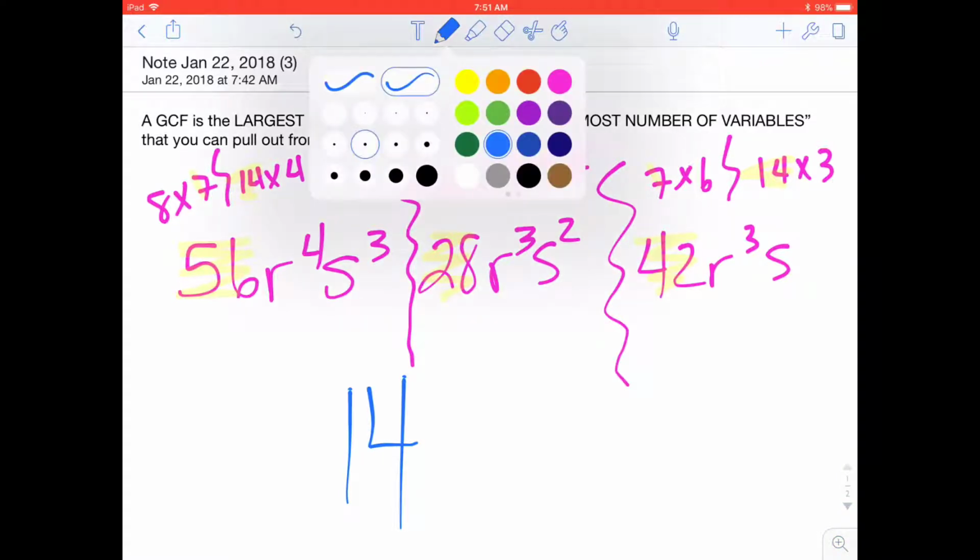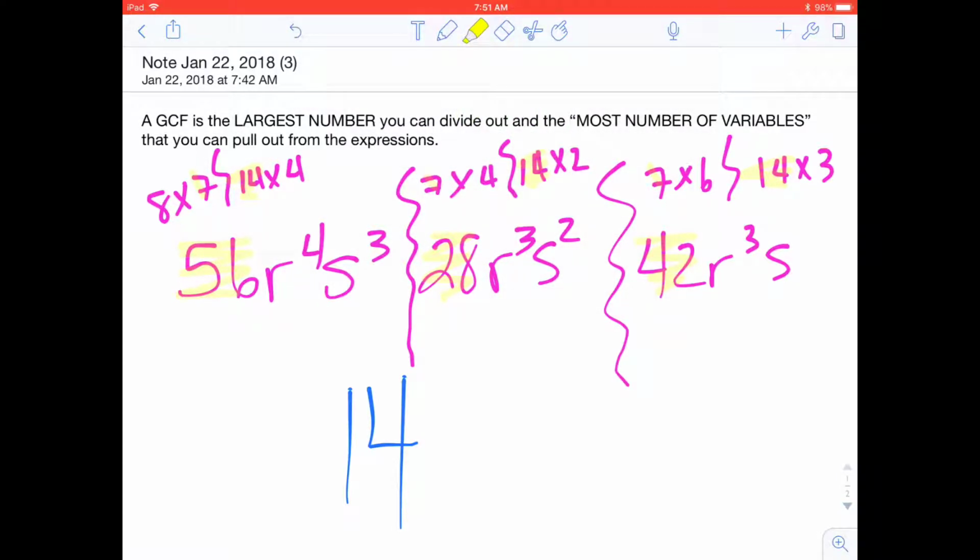Now, if you look at the second part of what we have up here, it also says a GCF is the most number of variables that you can pull out or subtract out from the expression. So let's start with our R's here. We have 4 R's here, 3 R's here, and 3 R's here. If I wanted to take the most away from each set of R's, the most that I could take away from all three sets would just be 3.